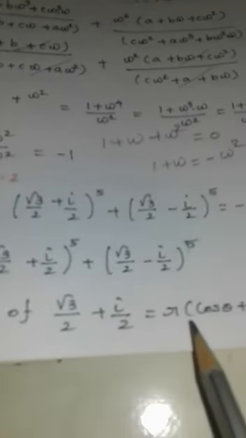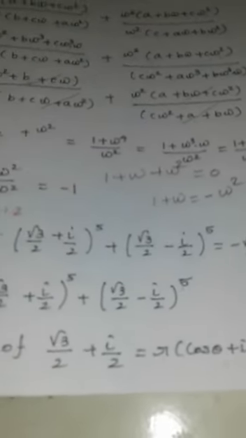The polar form of root 3 by 2 plus i by 2 is equal to r into cos theta plus i sin theta. We will find the r value and theta value. Already I taught you in the previous sum, r value is equal to the square root of real part square plus imaginary part square. Real part is root 3 by 2 whole square, imaginary part is 1 by 2 whole square. That is equal to the square root of 3 by 4 plus 1 by 4, which is square root of 4 by 4. That is, r value is equal to 1.